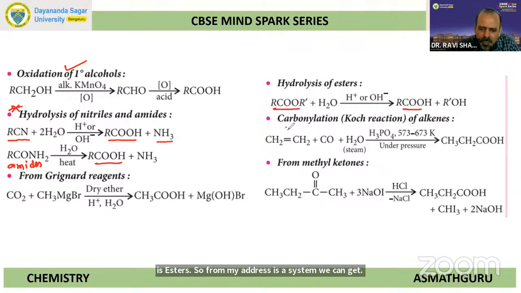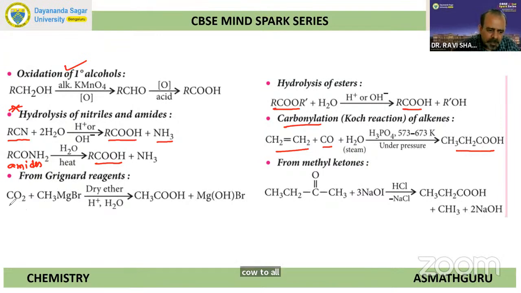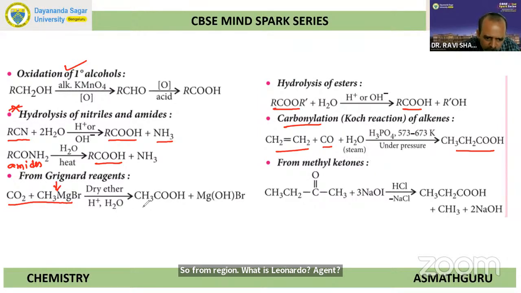This we call carbonylation, because we are adding CO to an alkene. Then also we can get carboxylic acid. From Grignard reagent, what is Grignard reagent? We get an adduct, which decomposes to give carboxylic acid.